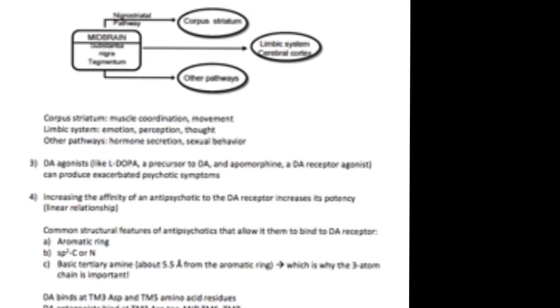Number 3, dopamine agonists like L-DOPA, which is a precursor to dopamine, and apomorphine, which is a dopamine receptor agonist, can produce exacerbated psychotic symptoms. So increasing dopamine through receptor agonists or dopamine itself can produce psychotic symptoms.